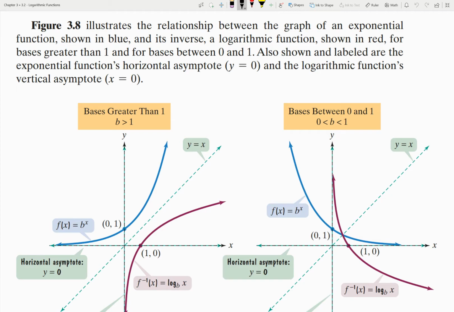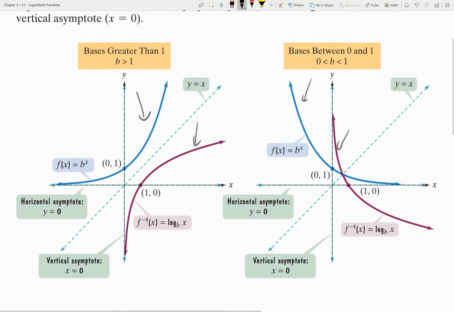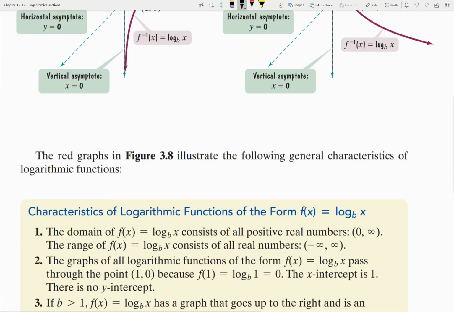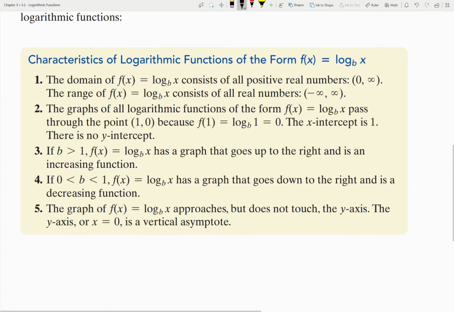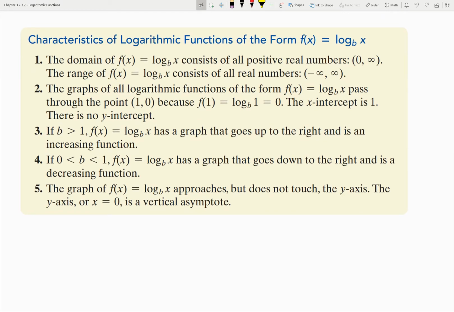In both, you can see that if it's exponential growth with the blue line, we now have logarithmic growth. It's still growing from left to right, but it just has a different shape. And the same thing with exponential decay and logarithmic decay. Both functions going down, but now they just go down at different rates and look slightly different. Okay? So, characteristics. So that figure tells us a couple of characteristics of logarithms.